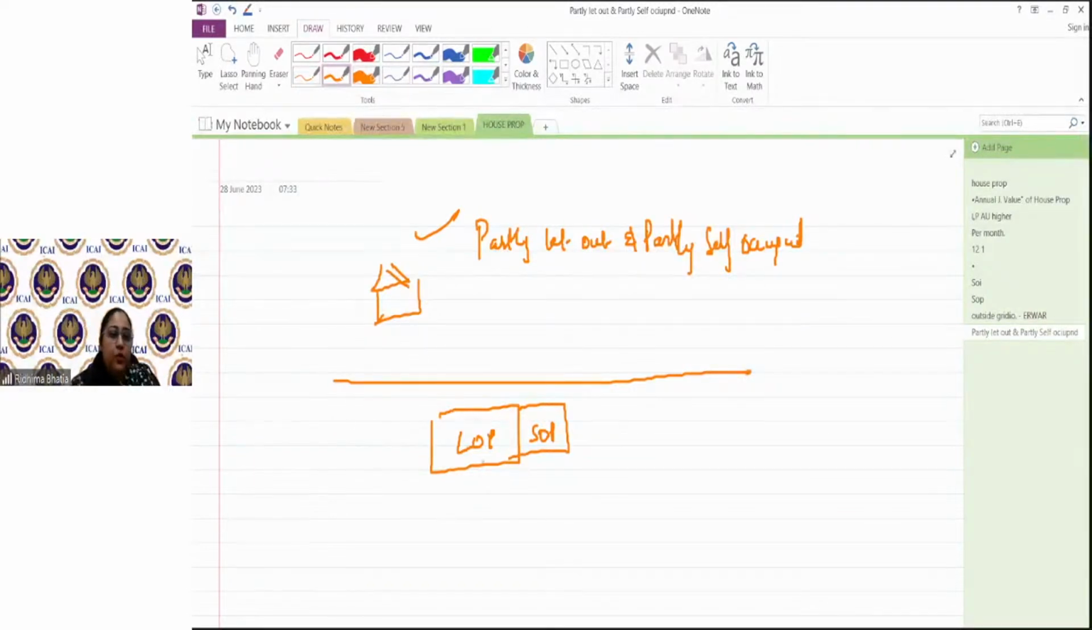The second scenario that I have written below the line is that one part of the property is let out and the other part of the property is self-occupied. That means suppose I am talking about a property where a portion, say 2/3, is let out property and then 1/3 portion is self-occupied.